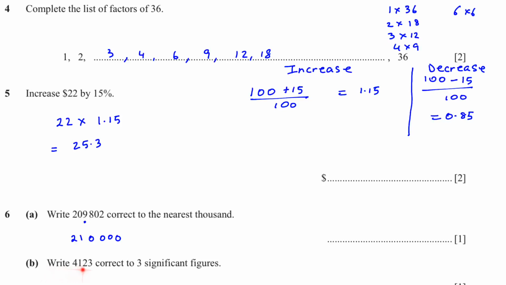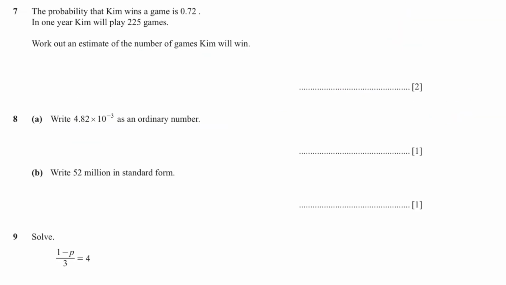In part B, write 4,123 correct to 3 significant figures. So this is the third significant figure, at 2. Again, the same way as rounding, look at the number after 2. It is less than 5, so we will just put a 0 in its place. And that will be 4,120.